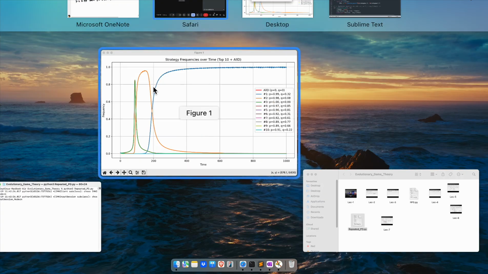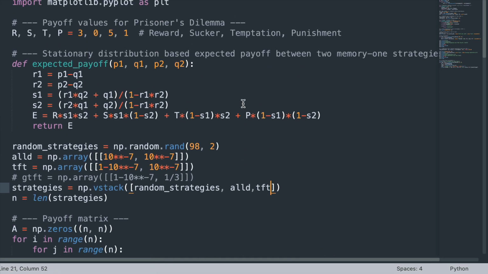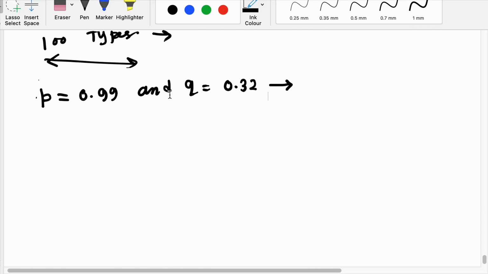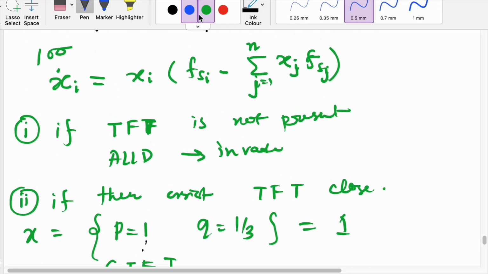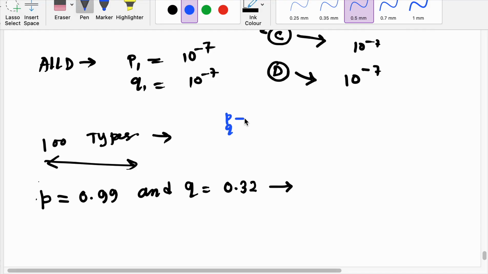So let me repeat these things again. Whatever I have said, I just make sure that is happening. I did a simulation of the replicator dynamics. I have taken 100 random strategies. My strategy is nothing but a pair of numbers, p and q, each a probability. P represents the probability of cooperation if my opponent cooperated in the previous round, and q is the probability of cooperation if my opponent defected in the previous round.